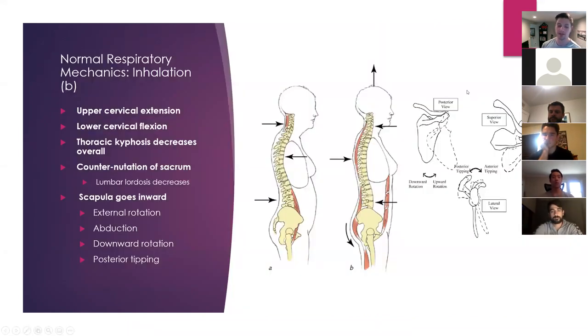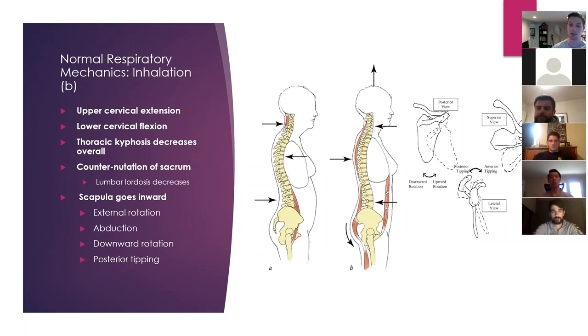Now to cover some basic inhalation mechanics. So inhalation is letter B right here. That's the guy on the right. So we're going to have upper cervical extension, lower cervical flexion. Thoracic kyphosis is going to overall decrease. You could argue that there are some parts of the thorax that increase and decrease to relative amounts, but overall you're going to see a decrease.